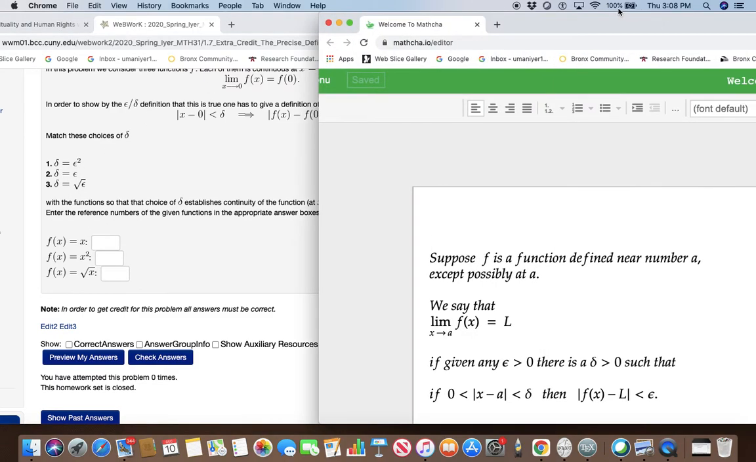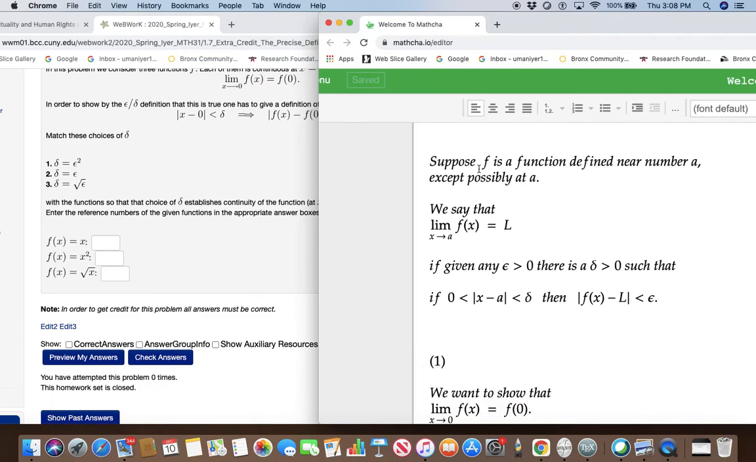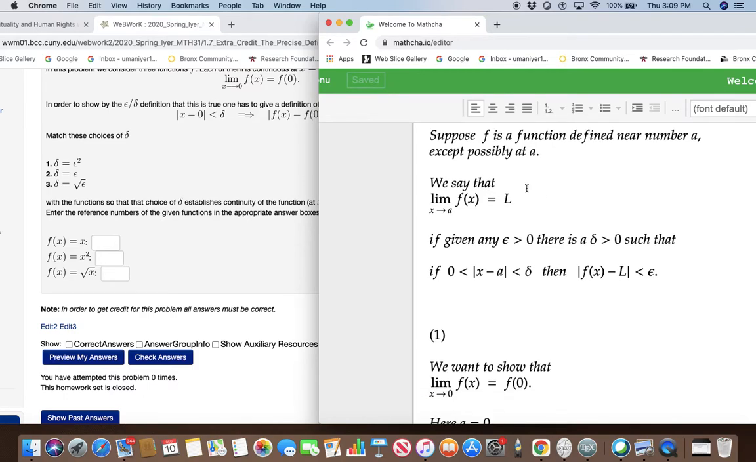So let's remind ourselves what is the precise definition of limit. Suppose f is a function defined near a number a, except possibly at a. We say that limit x approaching a of f(x) is L if given any epsilon greater than 0, there is a delta greater than 0 such that whenever 0 is less than absolute value x minus a less than delta, then absolute value f(x) minus L is less than epsilon.